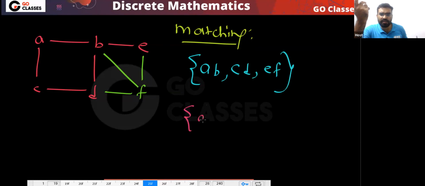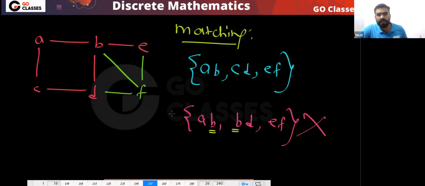No, this is not a matching. A, B, B, D, E, F. This is not a matching. See, this B is common. Okay, here you can notice all the vertices are different. So this is a matching. Notice all the vertices are different. Is this clear? So this is the idea.